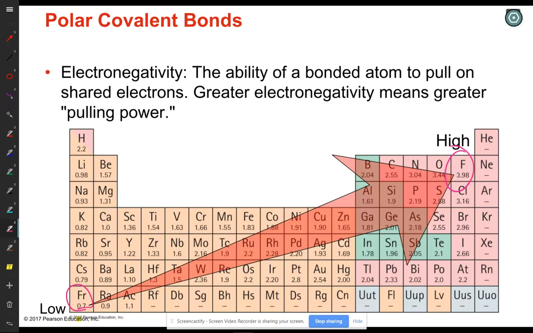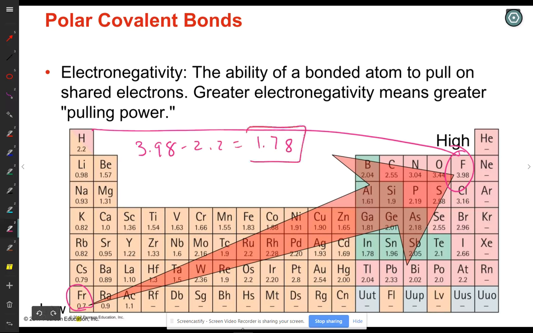And so if I mix things, like if I take hydrogen and fluorine, the hydrogen has 2.2 for its electronegativity, the fluorine has 3.98. There's a difference there: 3.98 minus 2.2 is equal to 1.78. That's the difference in the electronegativities. That's what we look at to determine if it's going to be an ionic bond or a covalent bond.